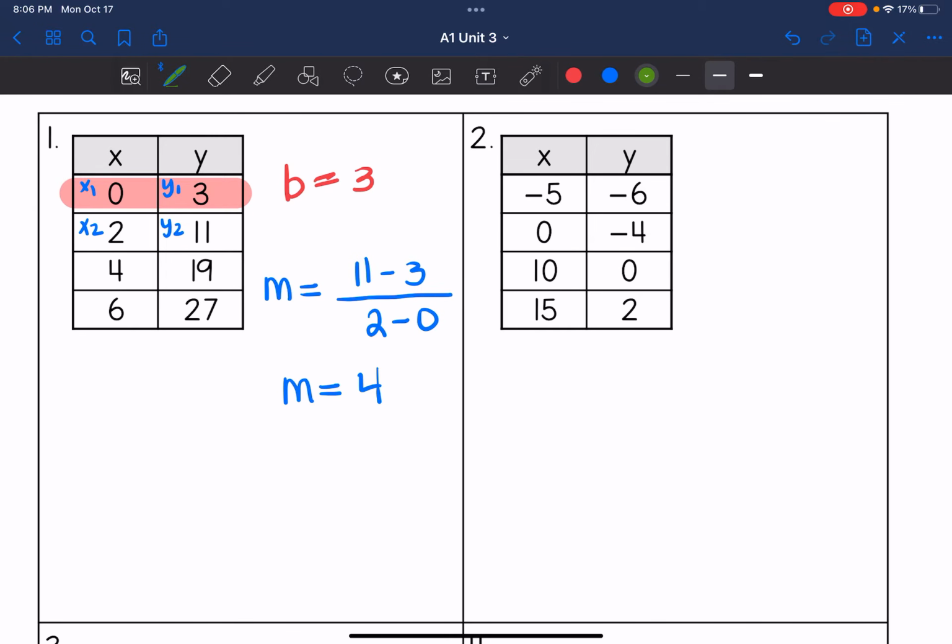So I have the two things that I need for the equation. I have b and I have m. So we're just going to put them together. y equals mx plus b, only we're plugging in those numbers. So y equals 4x plus 3.